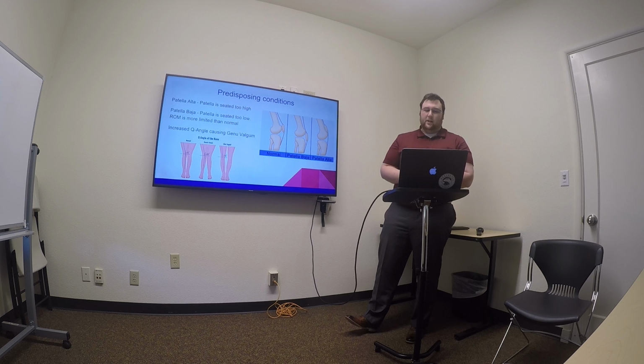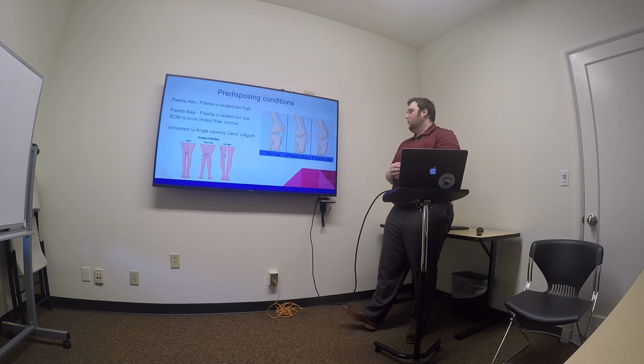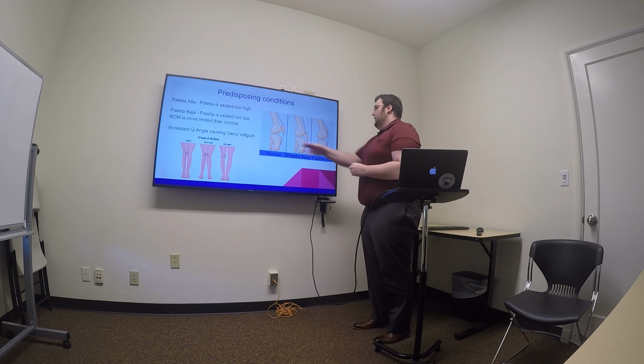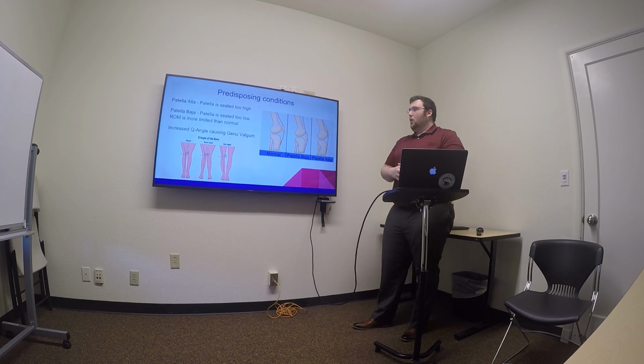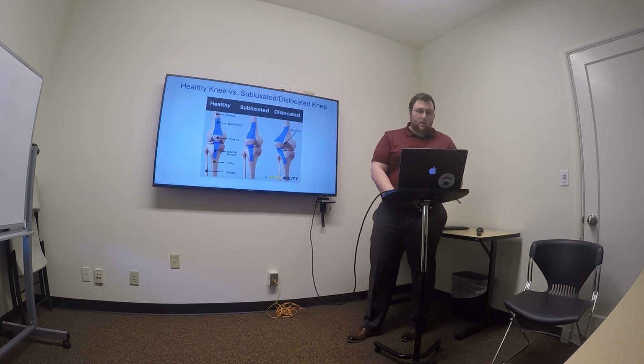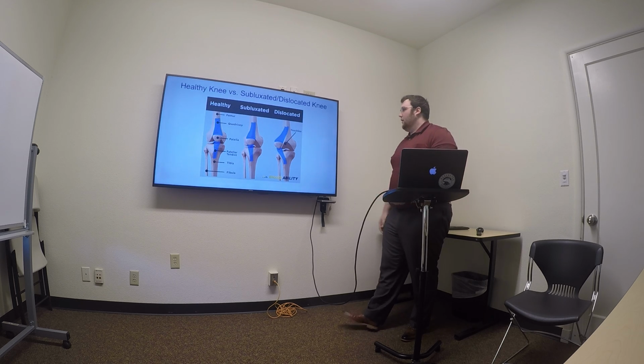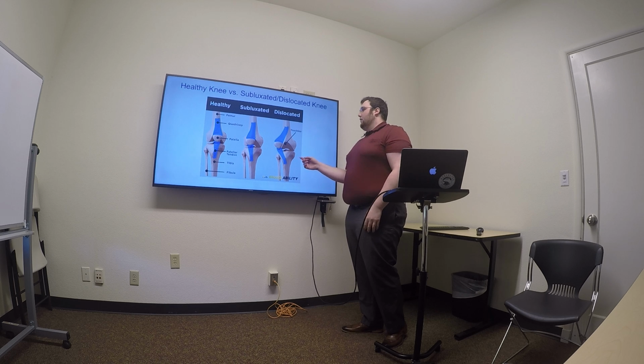So some predisposing conditions, like I just mentioned, the patella won't sit in the groove. So if this is a normal patella and it has to sit in the groove right here, you have patella baja where it sits lower than it's supposed to be, or patella alta. Patella alta can be caused from either overdeveloped quadriceps or just maybe they have some tight quadriceps muscles. They can also be predisposed if they have a higher Q angle. This is just another picture of what it looks like when the knee is either subluxed, so it comes out and comes back in, or it stays dislocated.